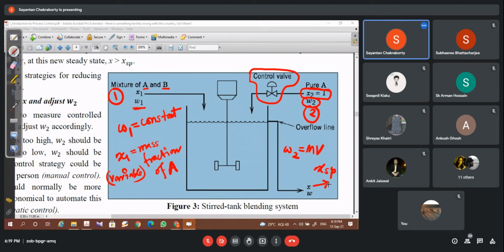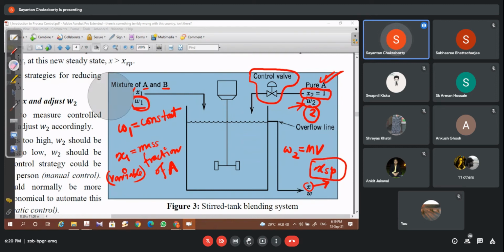So this is a control problem. Here X1 is variable, W1 is constant. So X1 is the only variable, and it is kind of a disturbance. You do not have any control over it. The control that you have is on W2 only. That is, it's a manipulated variable. What will happen if X1 changes? Then the concentration of X will change. Correspondingly, you have to increase or decrease this flow rate W2, because it is purely A, so that you achieve the desired value of concentration of X in the outlet stream.